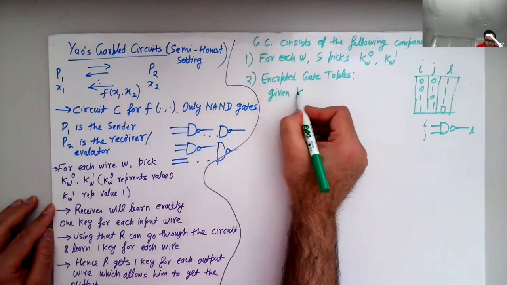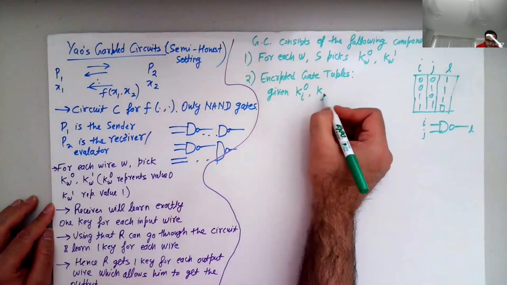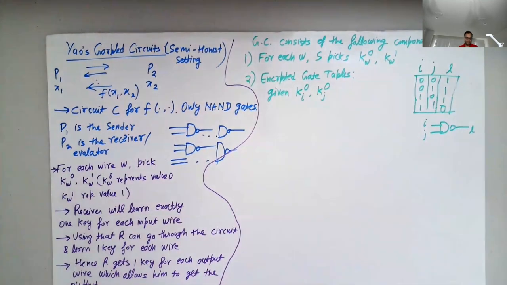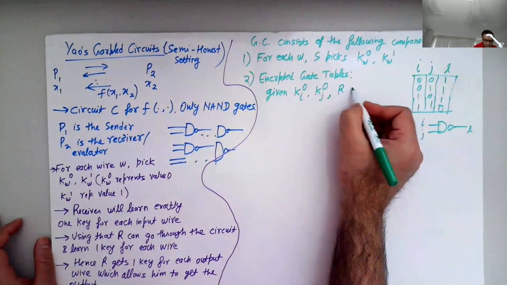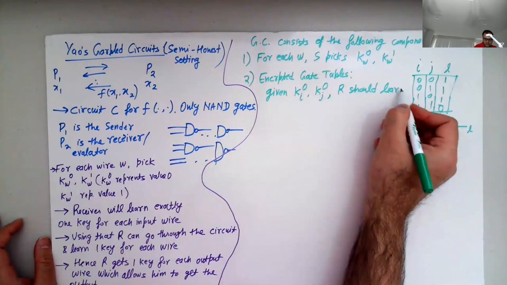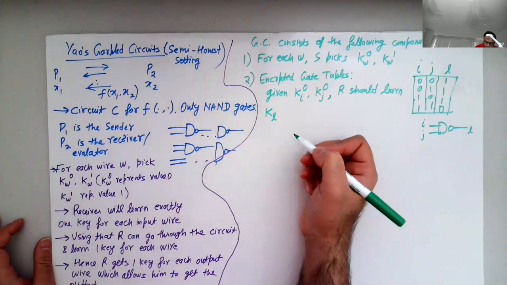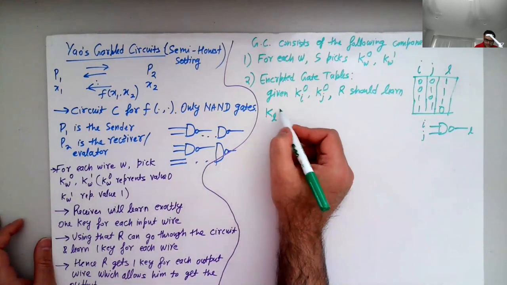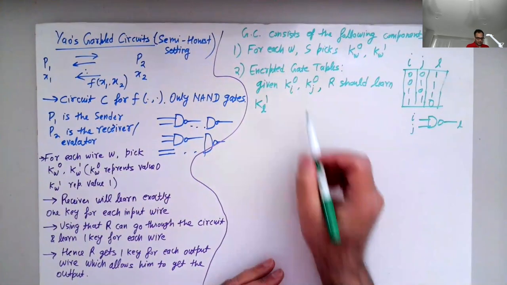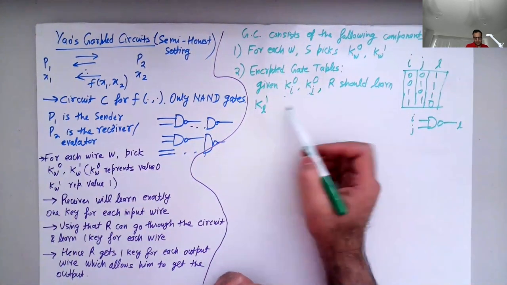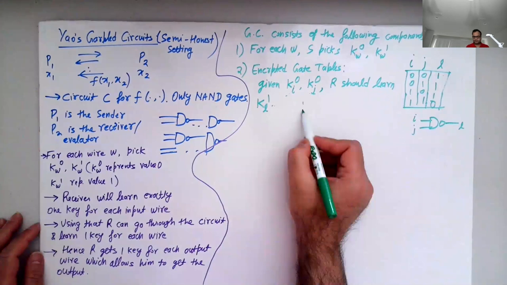So given KI0, KJ0, R should learn KL1. If the two inputs are 0 and 0, the output is 1, and hence you should learn KL1, and so on.